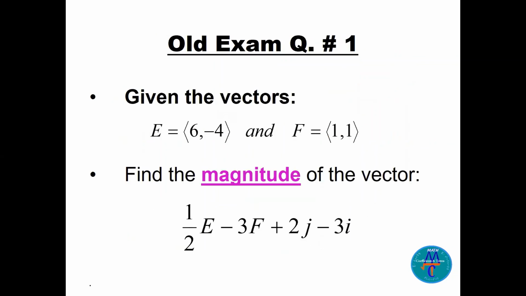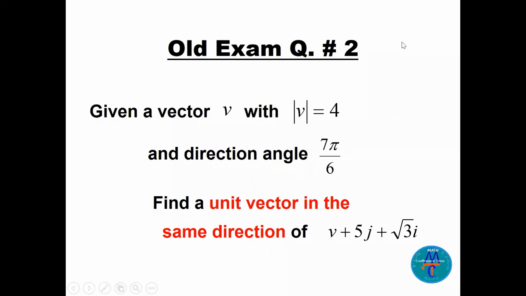Now these are some old exam questions. Number 1: given the vectors E and F, find the magnitude of the vector half E minus 3F plus 2J minus 3I. So the idea here is to find all this big vector and then find its magnitude. Question number 2: given a vector v with magnitude of v equal to 4 and the direction angle 7 pi over 6, find a unit vector in the same direction of v plus 5j plus square root of 3 i.